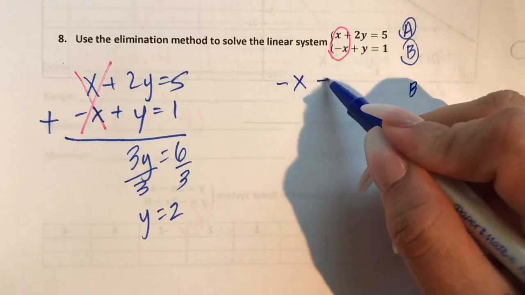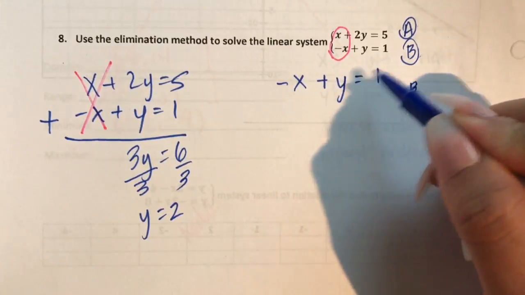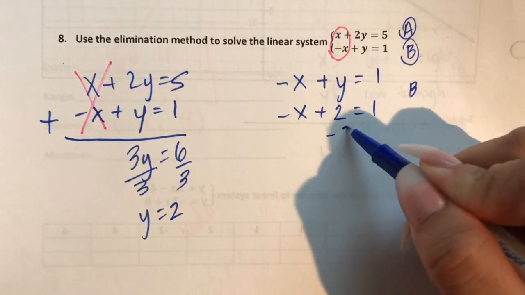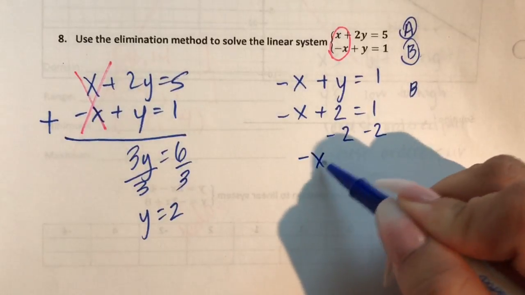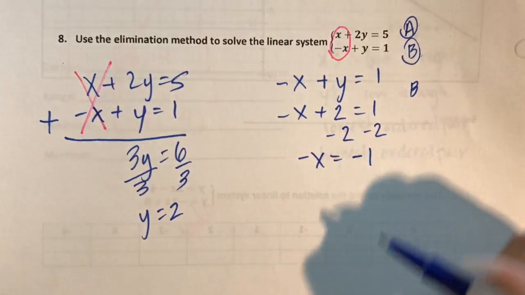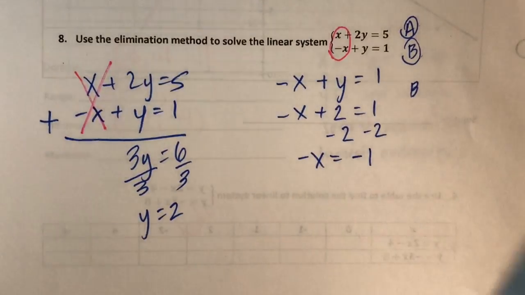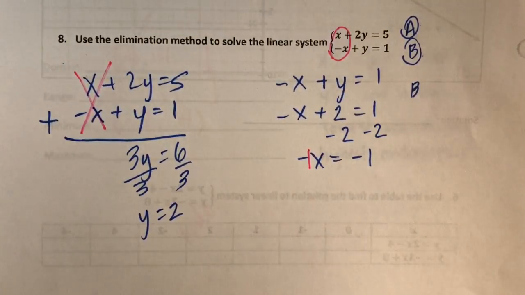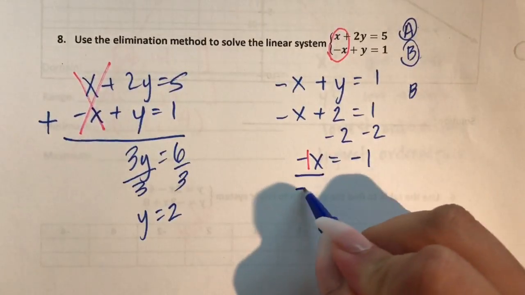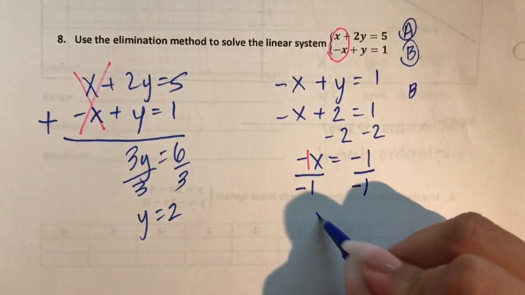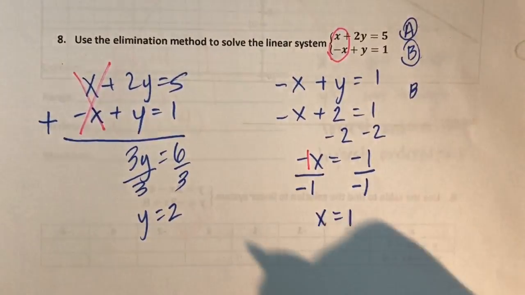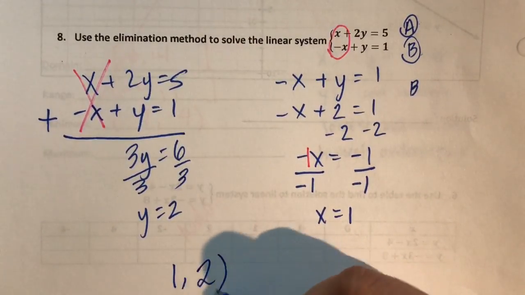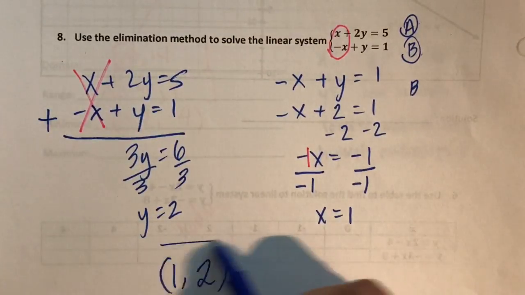Negative x plus y equals 1. Negative x plus 2 equals 1. Minus 2, minus 2. Negative x equals negative 1. Please remember that this is a negative 1x equals negative 1. So we're going to divide both sides by negative 1. X equals 1. Your solution is going to be 1, 2 as an ordered pair.